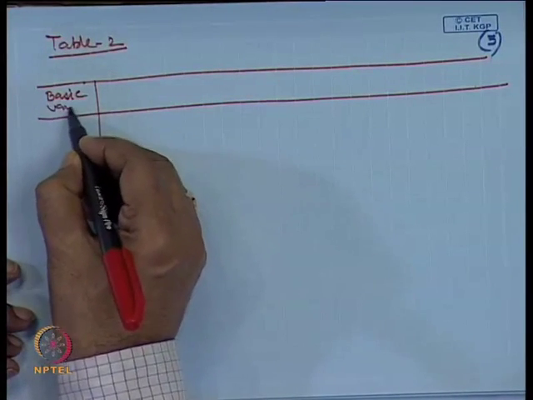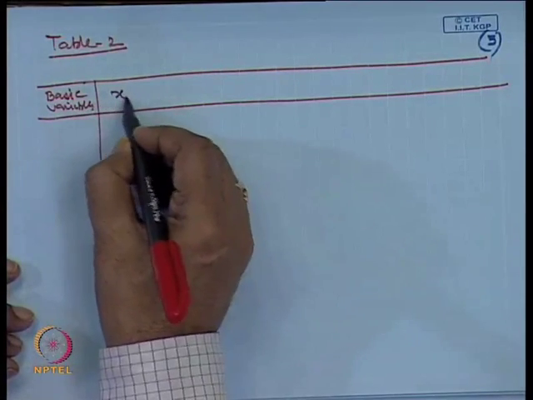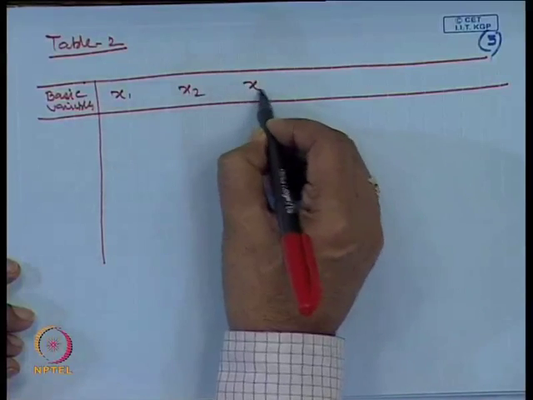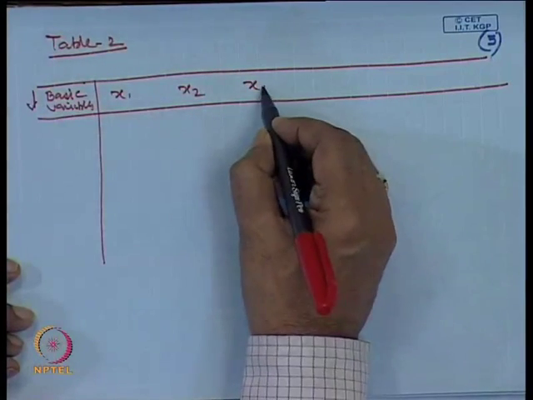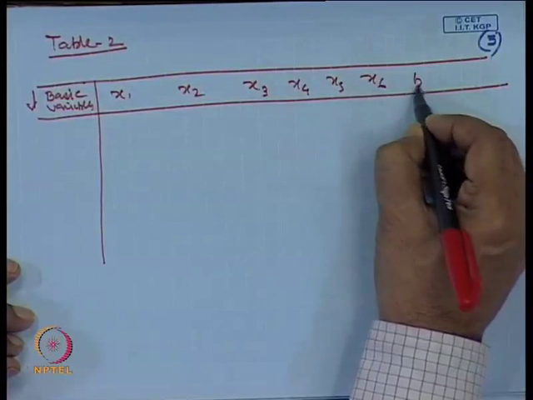Basic variables. Agree, basic variables x1, x2, x3. Basic variable in this direction, x3, x4, x5, x6, b ratio.